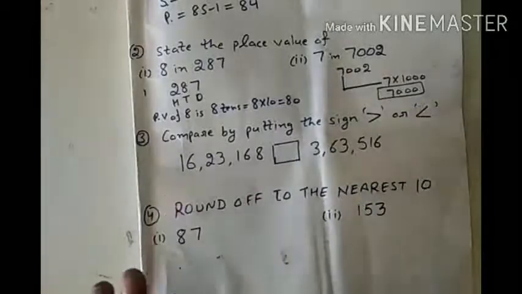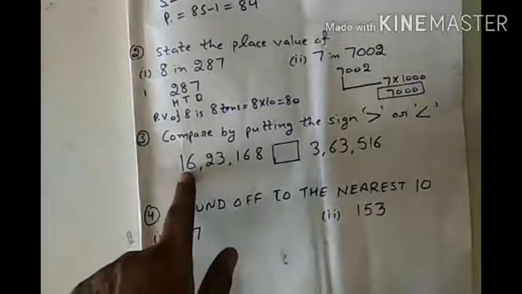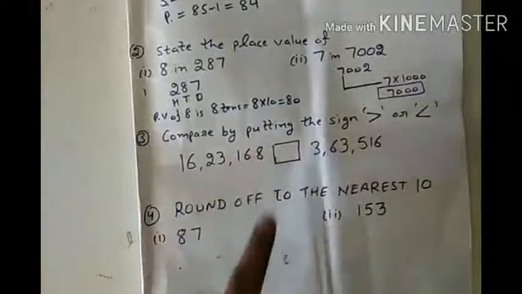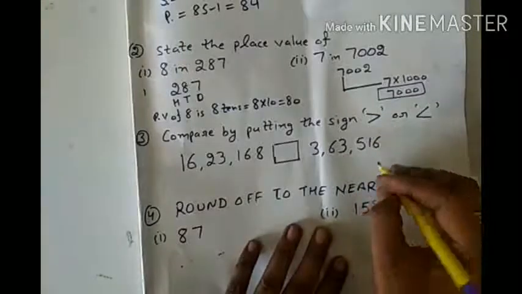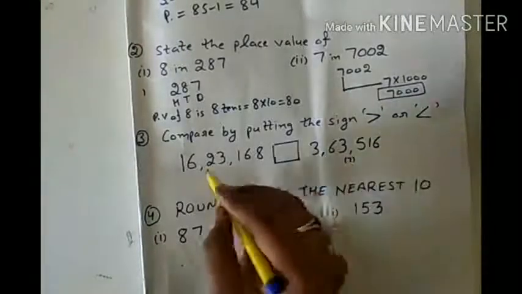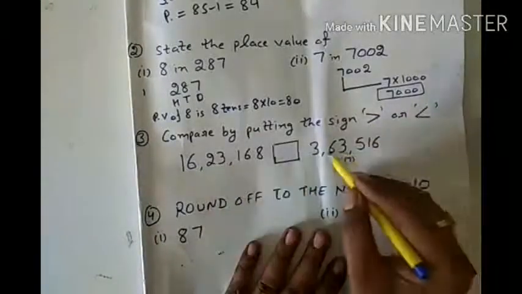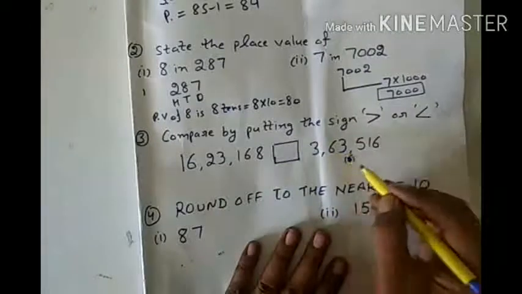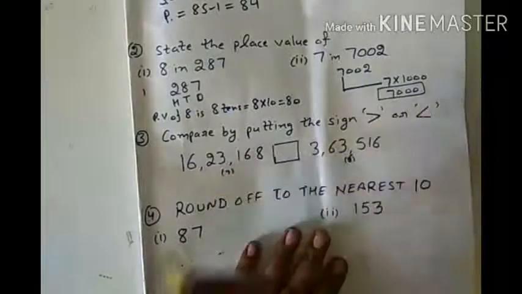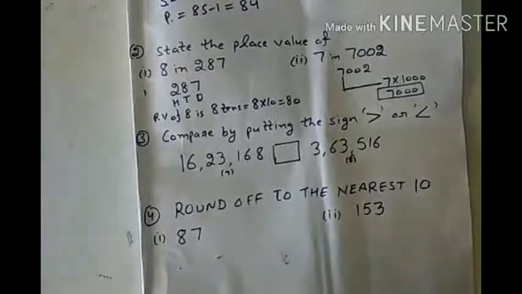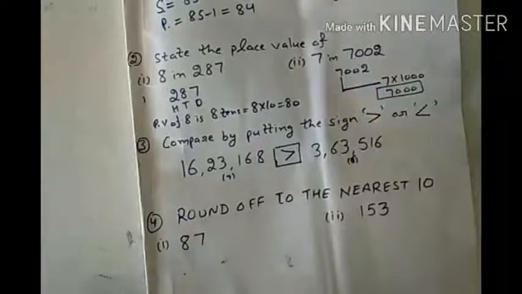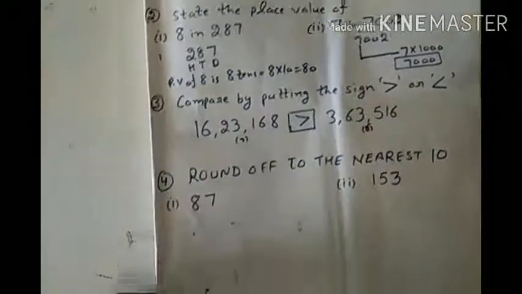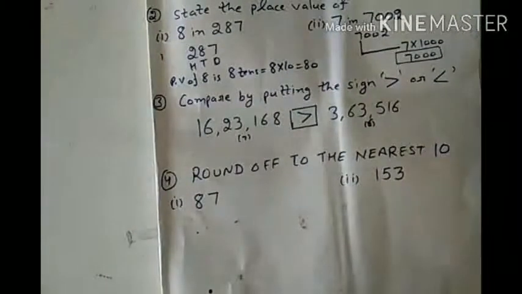So, firstly, I will check the digits in the numbers. 1, 2, 3, 4, 5, 6, 7. Here there are 7 digits, and here 1, 2, 3, 4, 5, 6. Sorry, there are 6 digits here and 7 digits there. So, where the digits are more, that number is always greater. Got it?